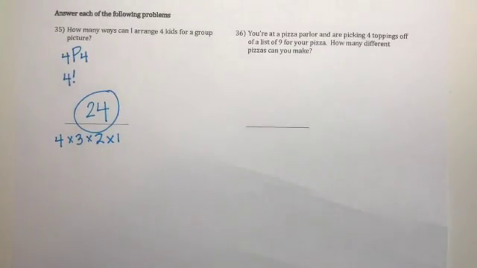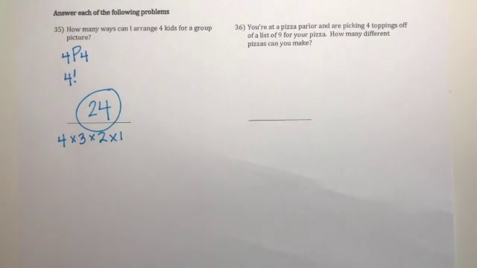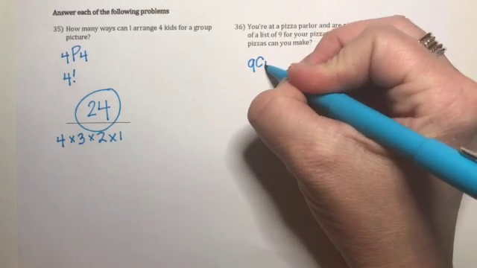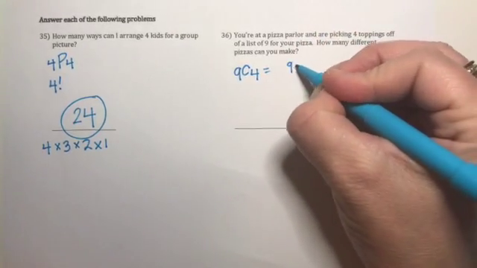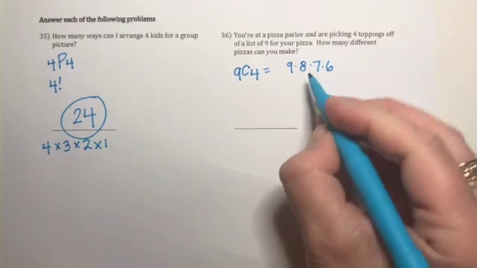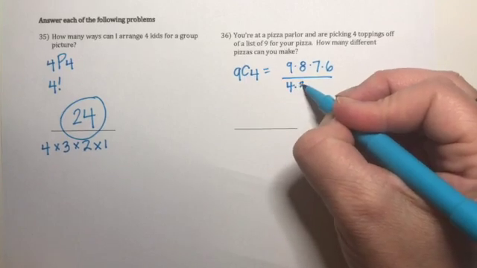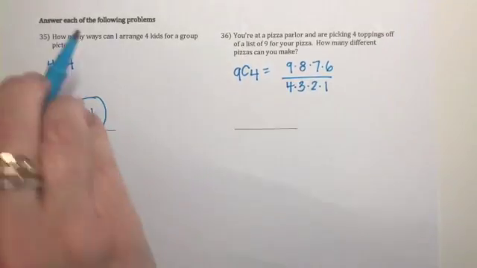Okay, you're at a pizza parlor and you are picking 4 toppings off a list of 9 for your pizza. How many different pizzas can you make? Does the order matter? If I say pepperoni, mushroom, sausage, onion, is that the same as onion, sausage, pepperoni, mushroom? Yes, it's the same. It's the same group. That tells us this is a combination. So that's 9C4. So 9, 8, 7, 6, because I'm making 4 choices starting with 9, divided by the factorial of 4. 4, 3, 2, 1.